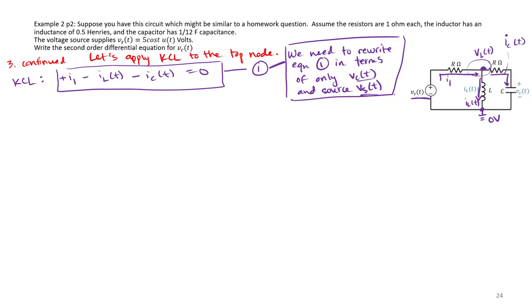So we need to write some more equations here. Let's first consider our current I1. Well, by node analysis, we can recognize that I'm sitting at ground on the bottom of my circuit. So the point immediately to the left of my resistor, that point is sitting at Vs of t volts, or 5 cosine of t volts. Therefore, I can write that my current I1 is going to be equal to my voltage 5 cosine t minus VL of t, so the voltage on either side of my resistor, divided by my resistance, which is 1 ohm. I'm going to call this equation 2.